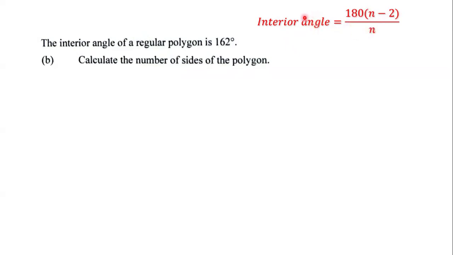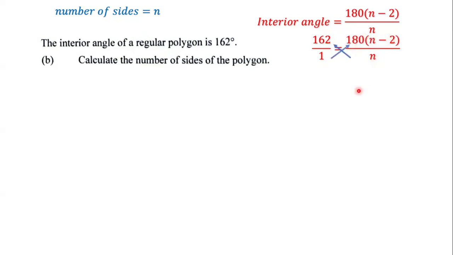Now, what is the interior angle of this polygon? Well, the interior angle is 162. So let's substitute that into this equation. So we have 162, and I put it over 1 because we're preparing to cross multiply. So we have 162 over 1 is equal to 180 multiplied by n minus 2 all over n. Next, we cross multiply. So n times 162 is going to be 162n, and 1 times 180 times n minus 2 is going to be 180 multiplied by n minus 2.